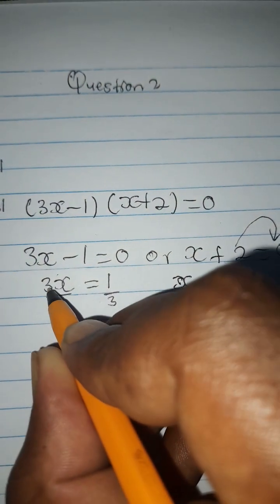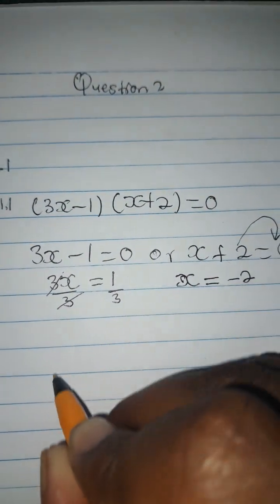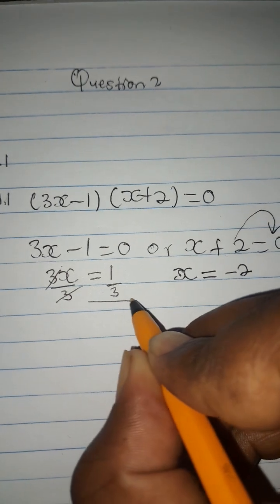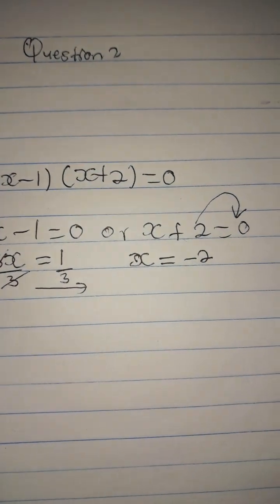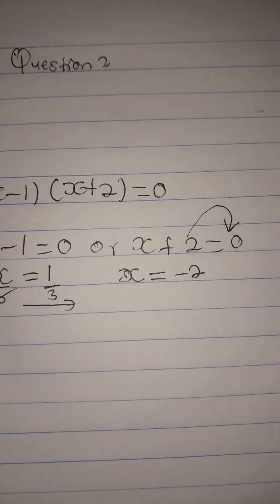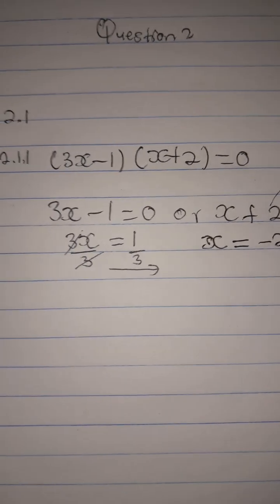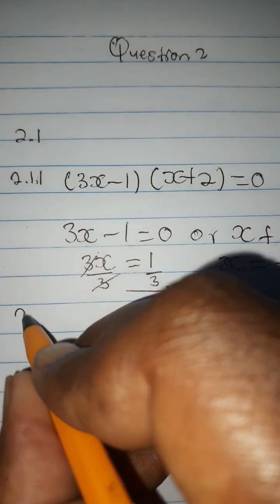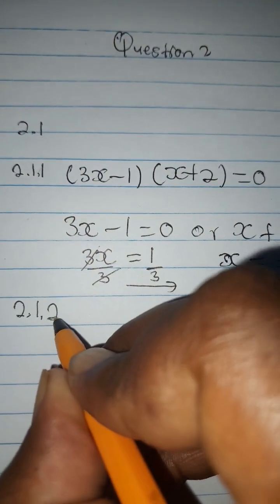Then because we need to make x the subject, we cancel this. We are left with 2 solutions: x equals 1 over 3 and x equals negative 2. That's 2.1.1. Then let's go to 2.1.2.